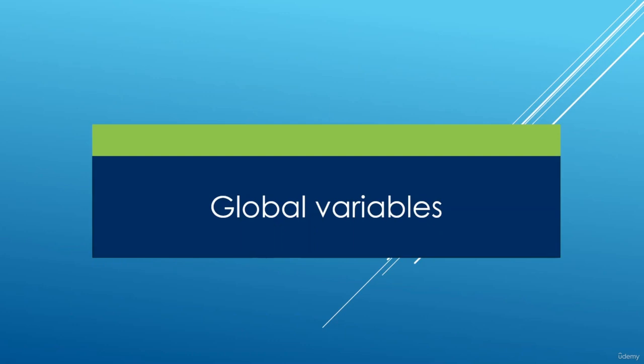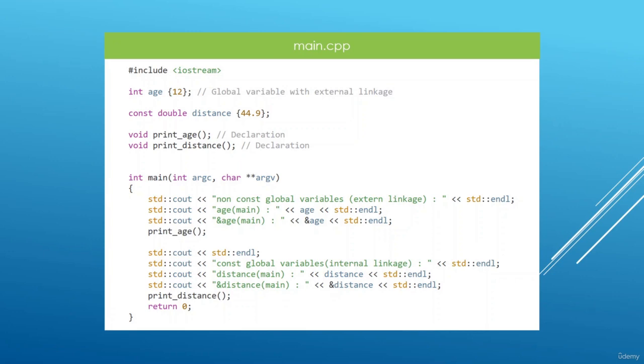In this lecture, we're going to focus on global variables and see the default linkage that is assigned to them by the compiler. And this is going to lay ground to what we are about to do in the next lecture. So let's look at the global variables we have set up in the last lecture.